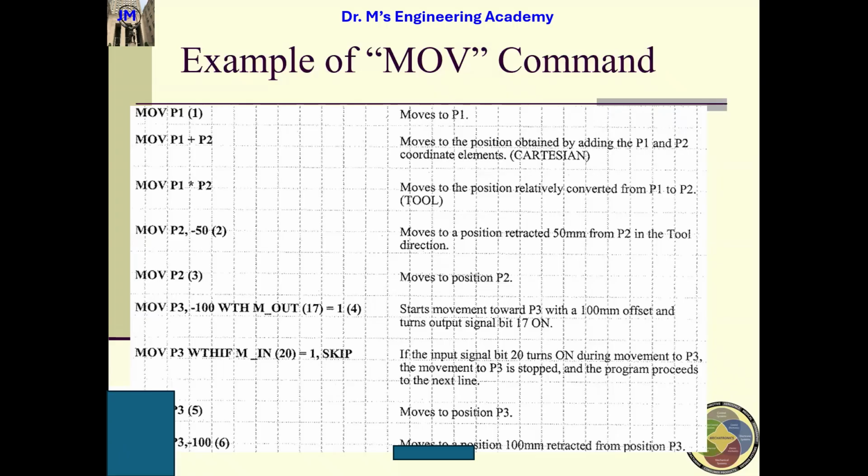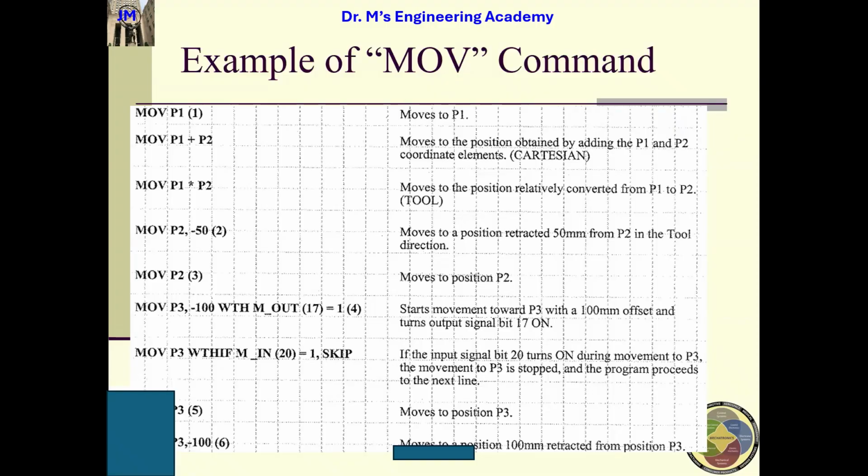I want you guys to know. I then move the P to P2, and then from P2 I move to P3. Now this time also minus 100. Minus 100 means that this is about 100 millimeters above the desired location, but at the same time I want to turn on bit 17 and let the light be on when I move.